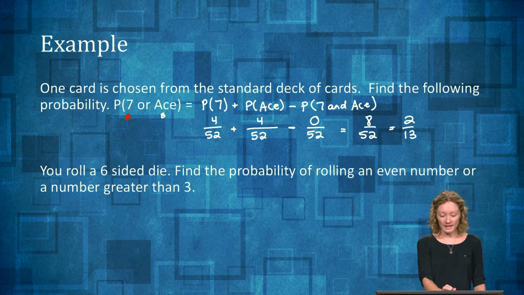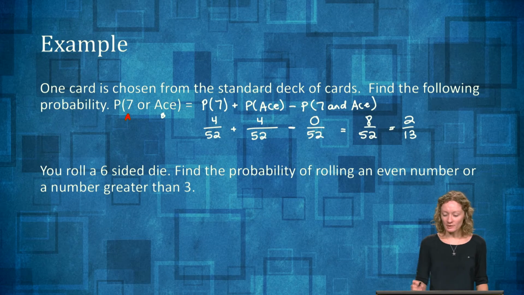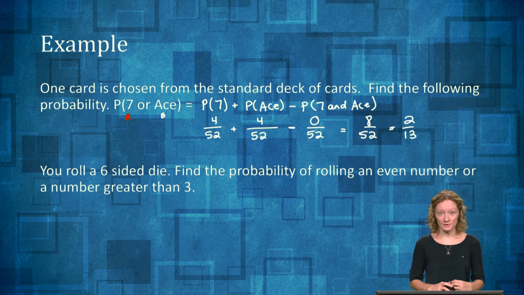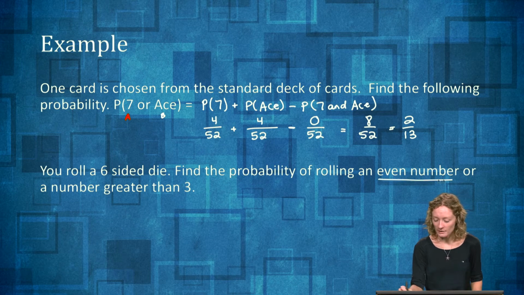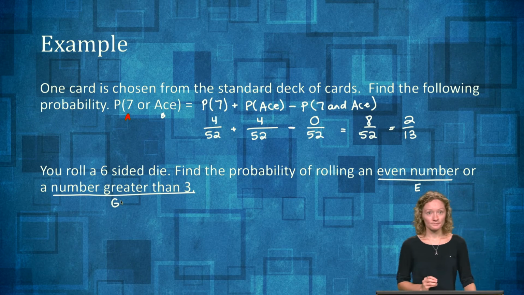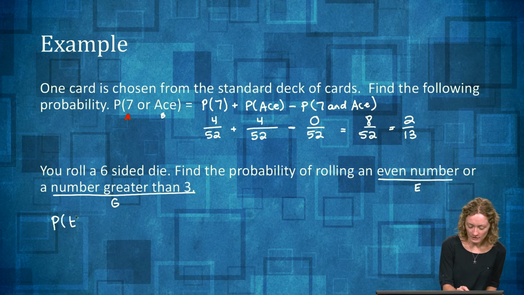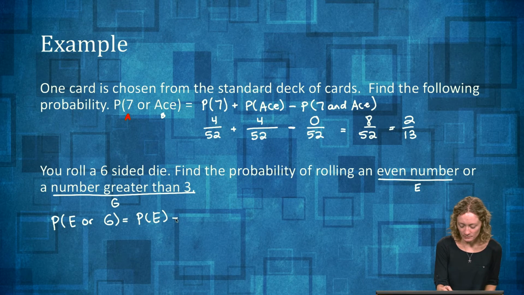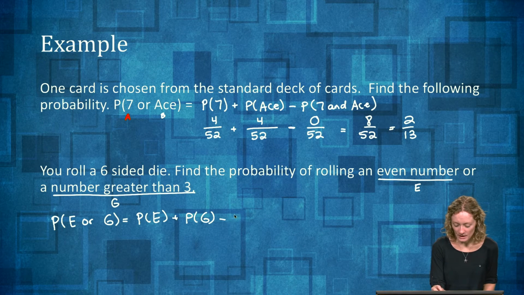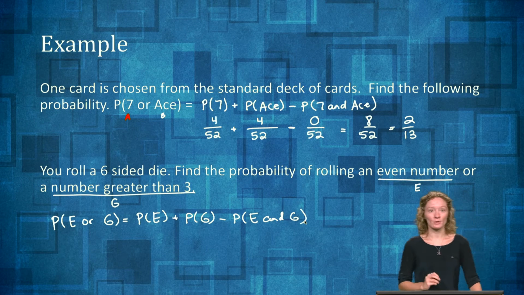Okay, so let's say you roll a 6-sided die. There's one roll happening. There's only one event. Find the probability of rolling an even number or a number greater than 3. So the events are even number, we'll call that E, or number greater than 3, I'm just going to call that G. We can use the formula: probability of even or greater than 3 is probability of even plus probability of greater than 3, and subtract out any that are even and greater than 3, the ones that we've double counted for.